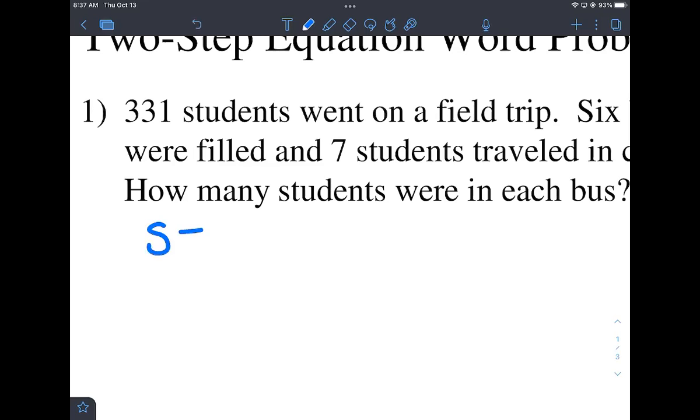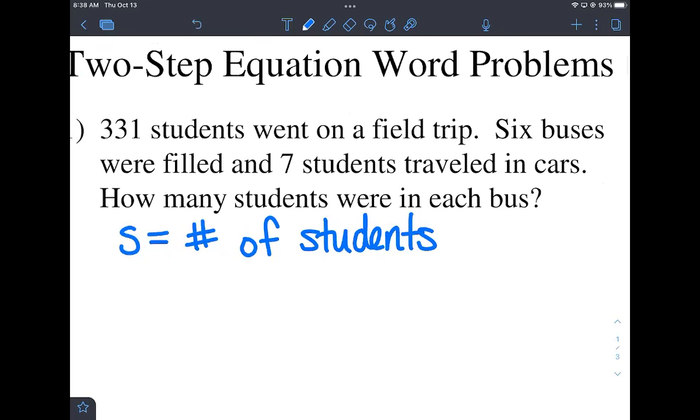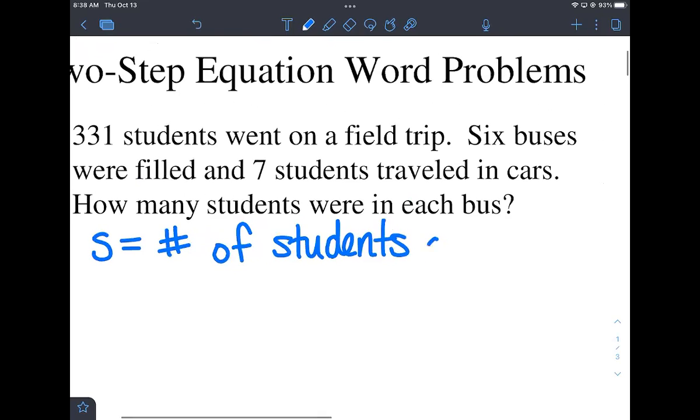So Isaiah said S. S is going to equal, and I'm going to abbreviate here, number. That used to be called the pound sign. You probably recognize it as the hashtag now, but that stands for a number, like number 1, right? We've seen that before. So number of students. Specifically, though, because I know there's 7 students that drove cars and 331 that went total on the field trip, number of students on each bus. That way I'm specific.